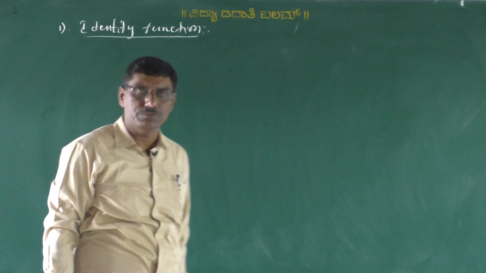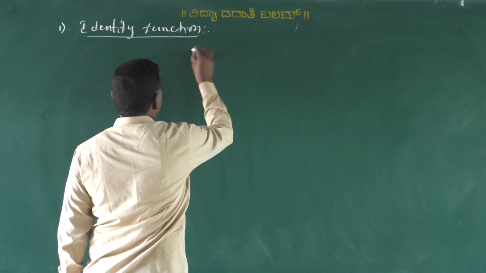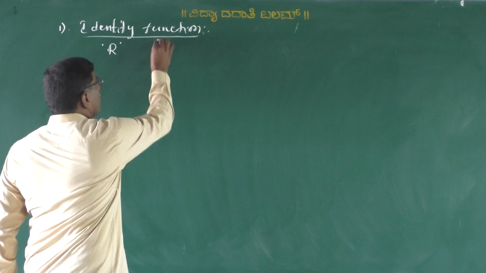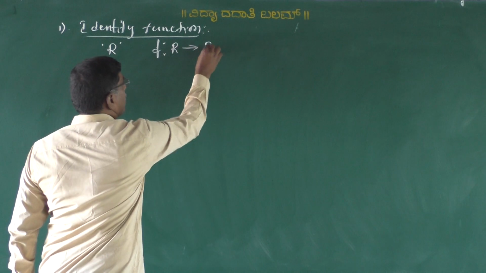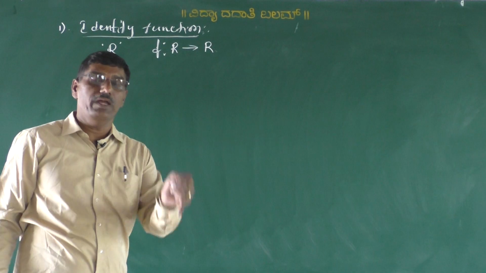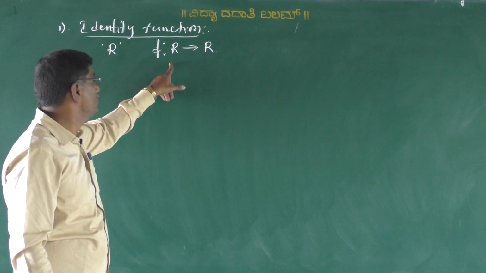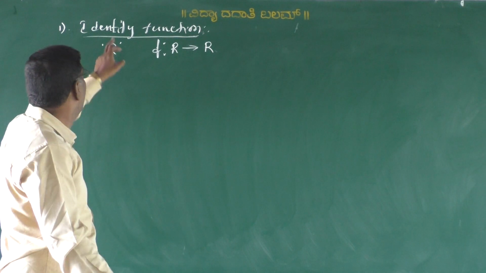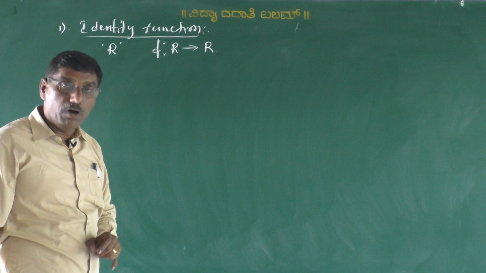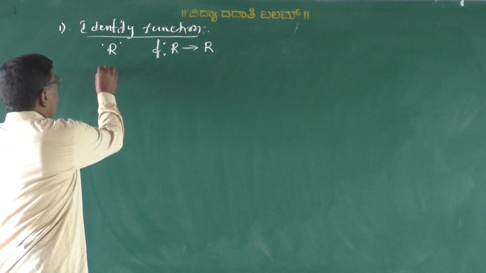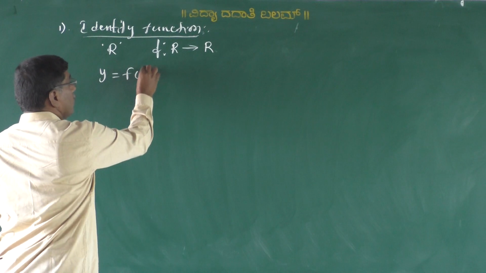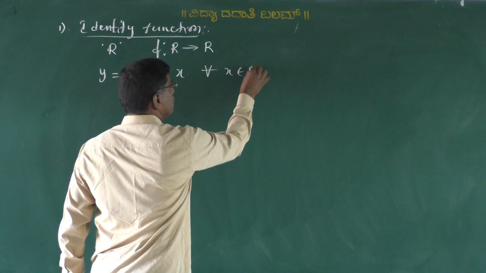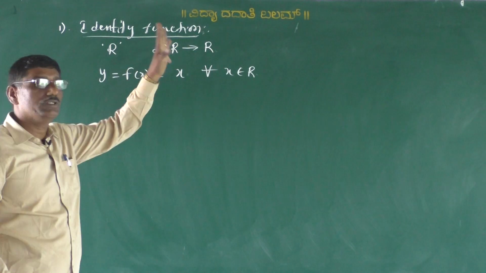You know a real function. See here, my dear students, R be the set of all reals. f from R to R be a real function. R means set of all reals. Then we are going to define identity function by y equal to f of x equal to x for all x belongs to R. This is the definition of an identity function.